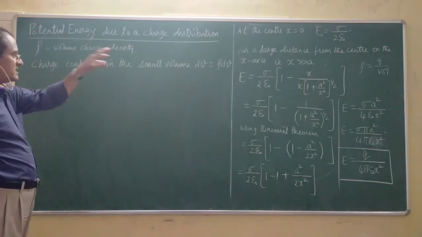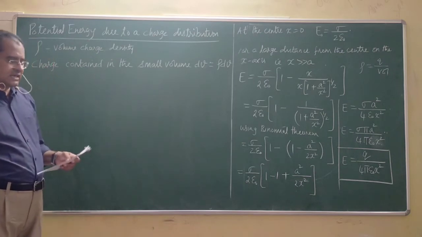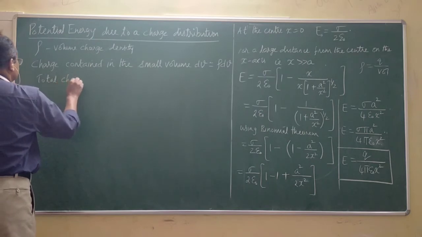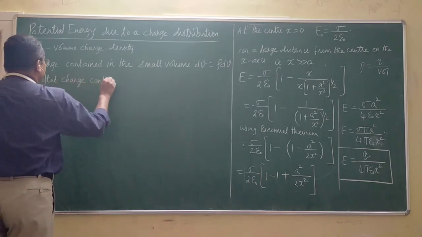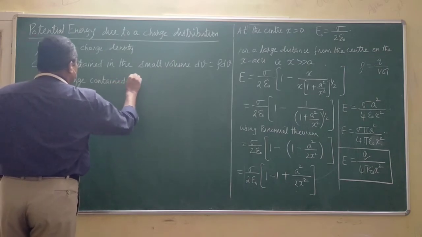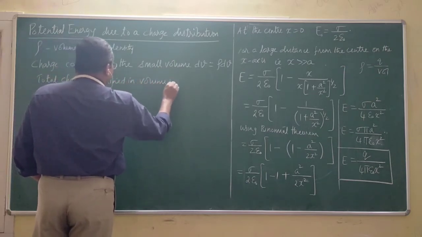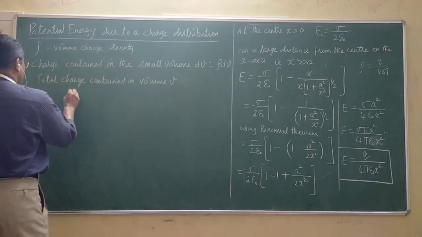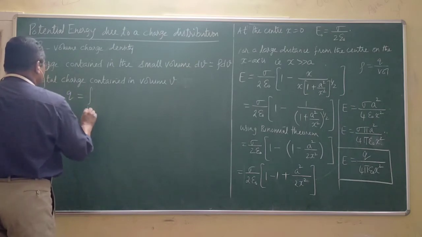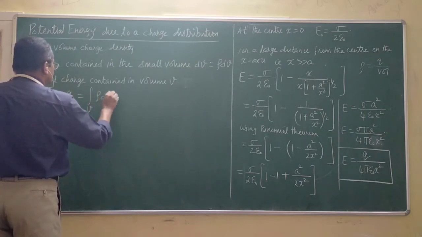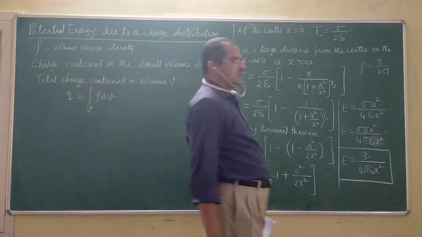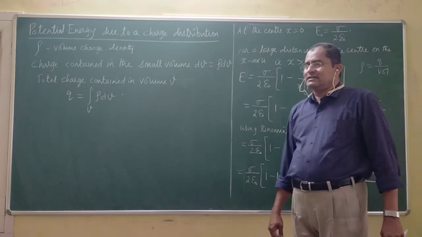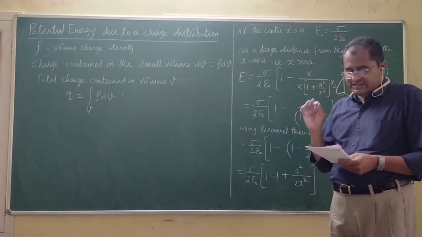If this is the charge contained in small volume, what is the total charge contained in the volume V? Total charge contained in volume V. This I will write as Q is equal to integral of rho dV over the volume V. Step by step I am moving. I suppose if you have been listening, definitely you will follow what I am saying.